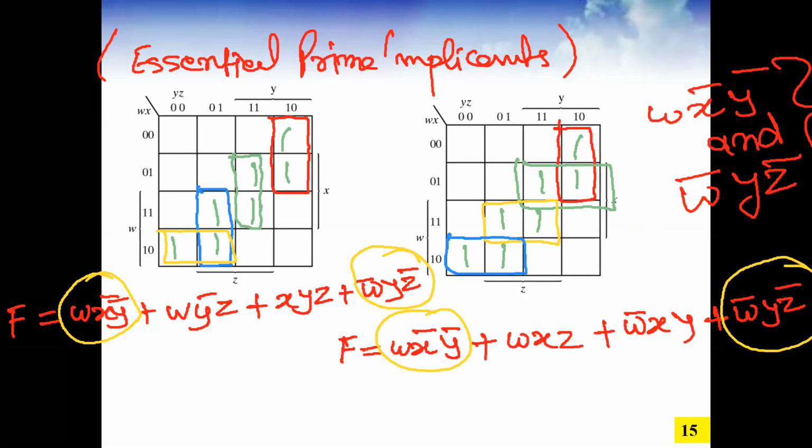I'm asking you about essential prime implicants. What are the essential prime implicants? So you can write that there are 2 essential prime implicants. These are like that. Is it clear to everyone?